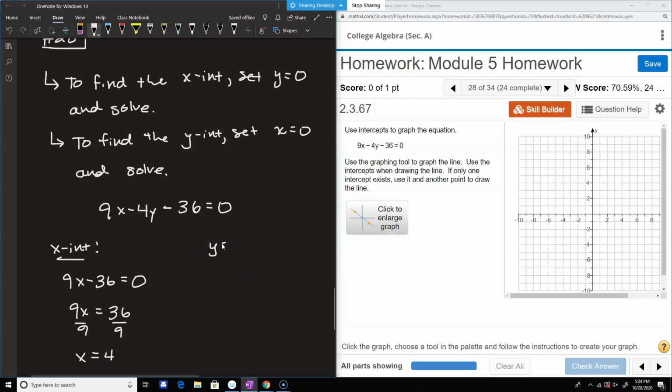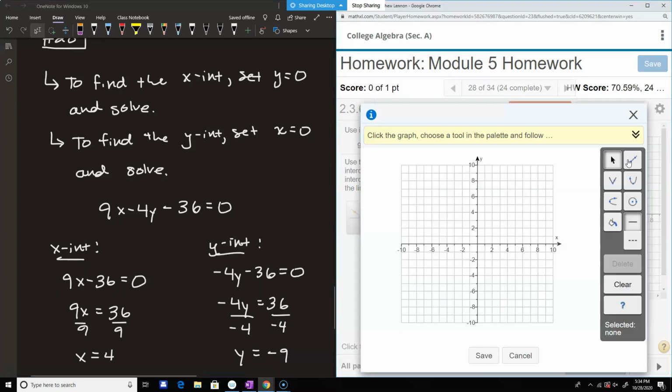And then the y-intercept, we would just set the x equal to 0. So we'd have minus 4y minus 36 equals 0. Add 36 to both sides. So minus 4y equals 36. Then we divide by minus 4. And we get y equals minus 9. So x equals 4 and y equals minus 9. Those are the two intercepts. And then that's another way to graph a line, identify the intercepts.